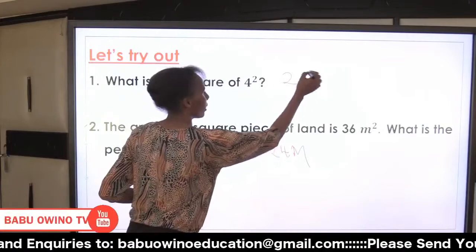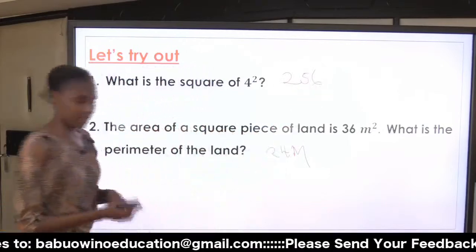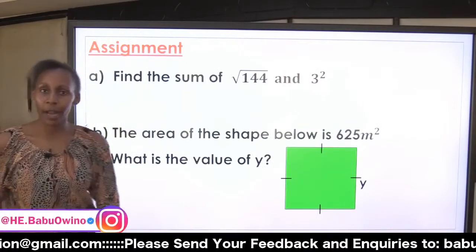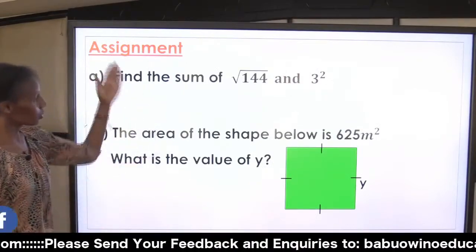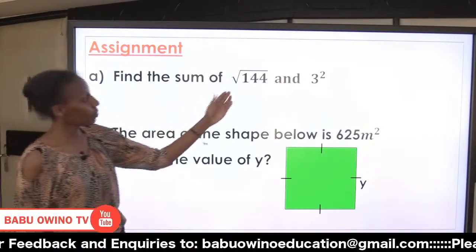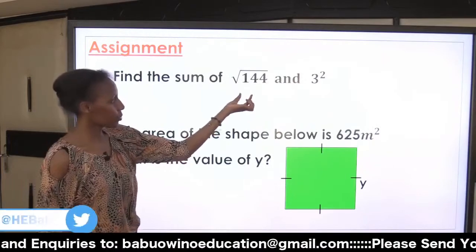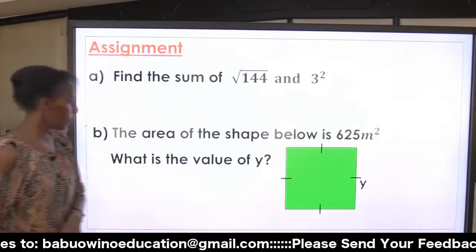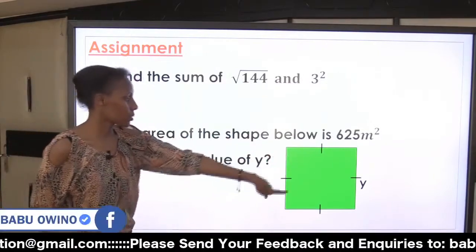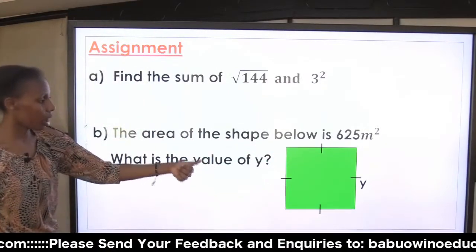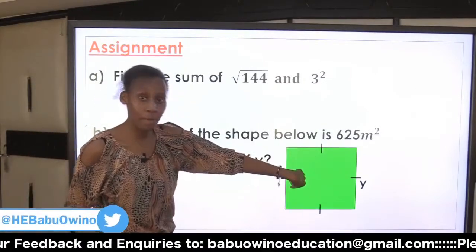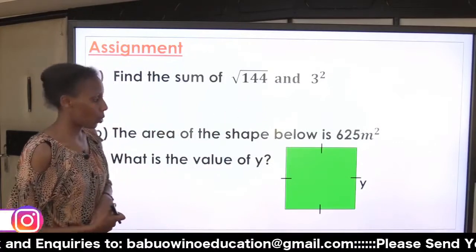And here we got 256. Okay. We have come to the end of our lesson. I would like you to try out that assignment. The first one, find the sum of the square root of 144 and the square of 3. The next one, the area of the shape below is 625. What is the value of y? Remember, when you see a shape like this with these marks here, it means that that is a square.